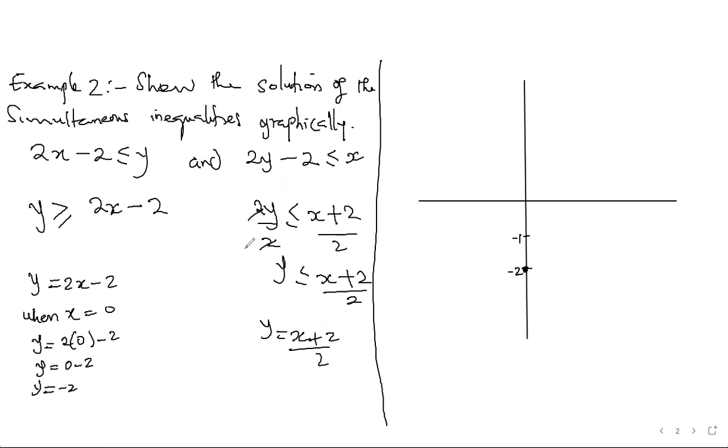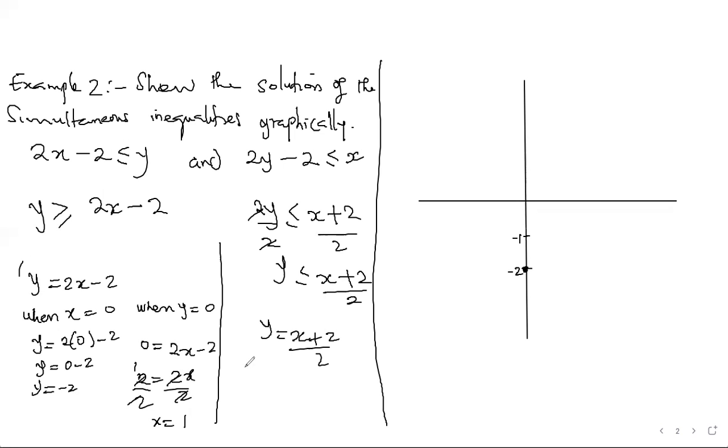Then I need one more point to be able to draw the line. I can get that at the point where the line cuts the x-axis. On the x-axis, y will be 0. So when y is 0, I can get the value of x. When y is 0, what will x give us? 0 equals, replacing y with 0 here, 2x minus 2. Then if I move 2 to this side, 2 is 2x. Divide both sides by 2, then x equals 1. So this line also passes through 1, 0.